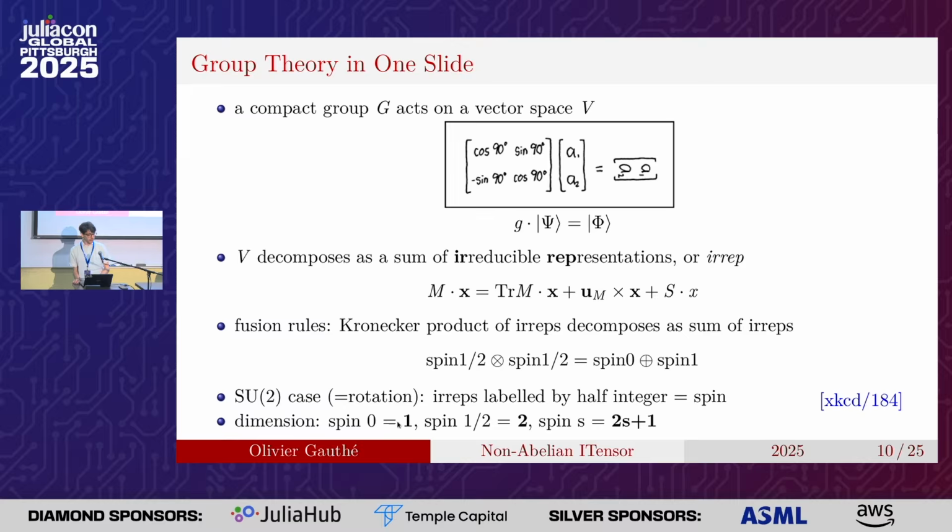them by their dimension. So for me, 1 in bold letter, that's the dimension of the spin 0, and I will use it to represent the spin 0, knowing that it's both an irreducible representation and a vector space of dimension 1. Spin 1/2 is dimension 2, and spin S is dimension 2s plus 1.